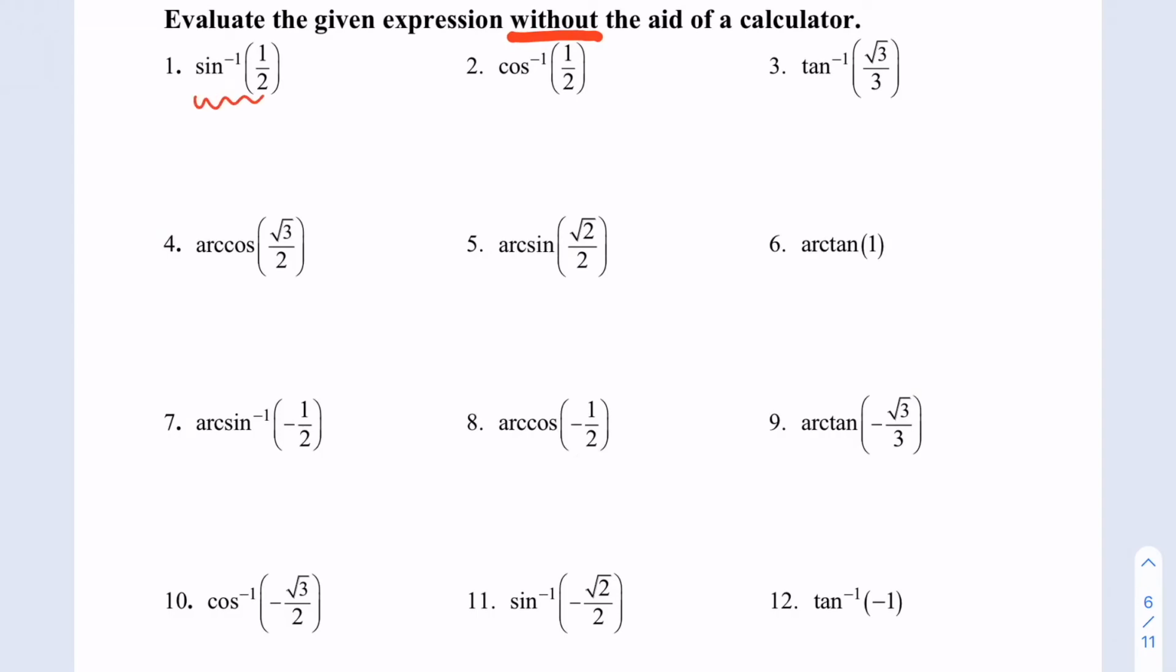So first of all, all these inverse functions give us an angle. Sine inverse of 1/2: the answer has to be from negative 90 to 90 degrees. That's a definition. So sine of what gives 1/2? Sine 30 degrees. Cosine of what gives you 1/2? It has to be from 0 to pi, the first two quadrants. Cosine of 60 degrees gives you 1/2. Tangent of what gives you square root of 3 over 3? Tangent 30 degrees.